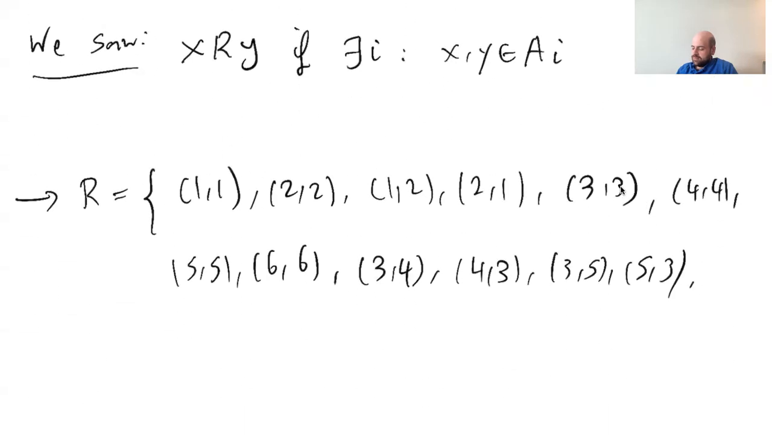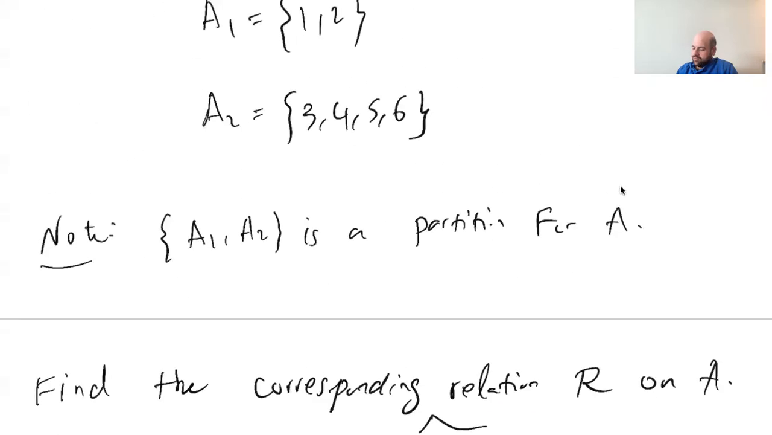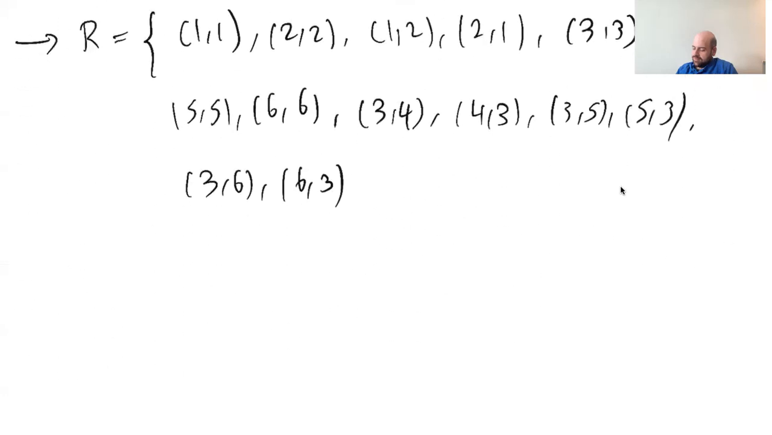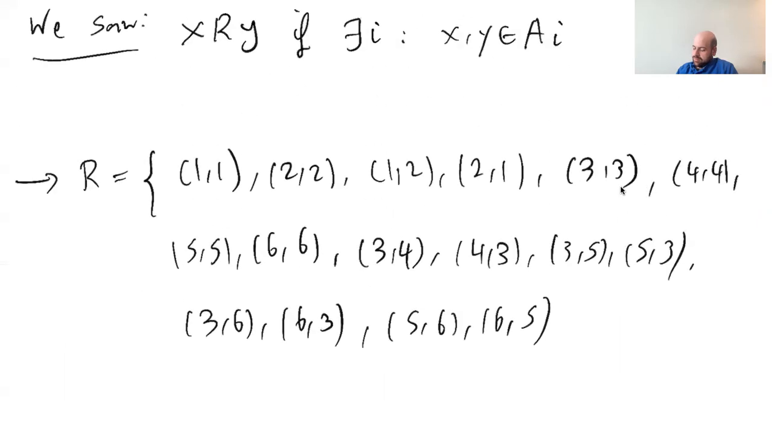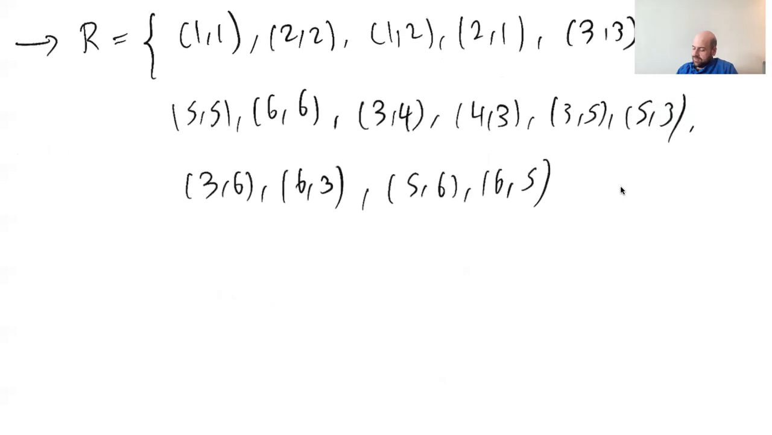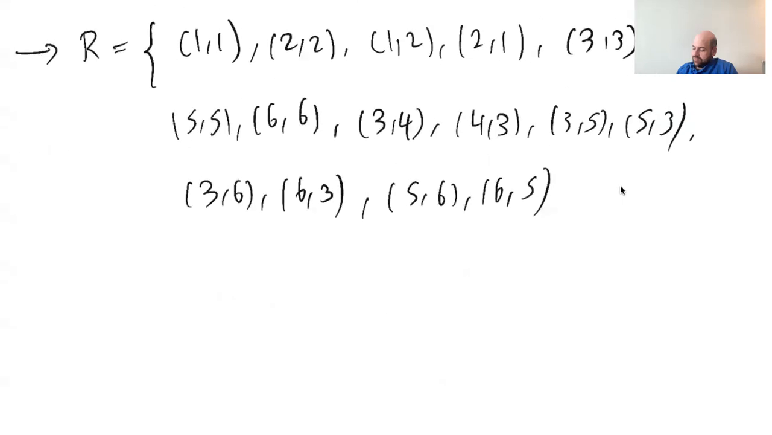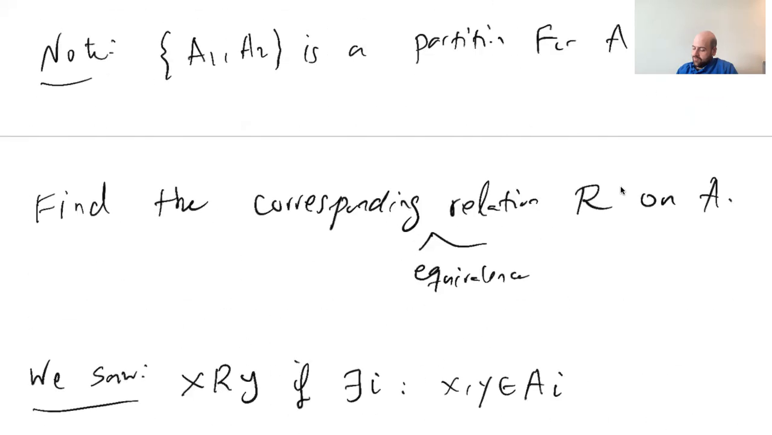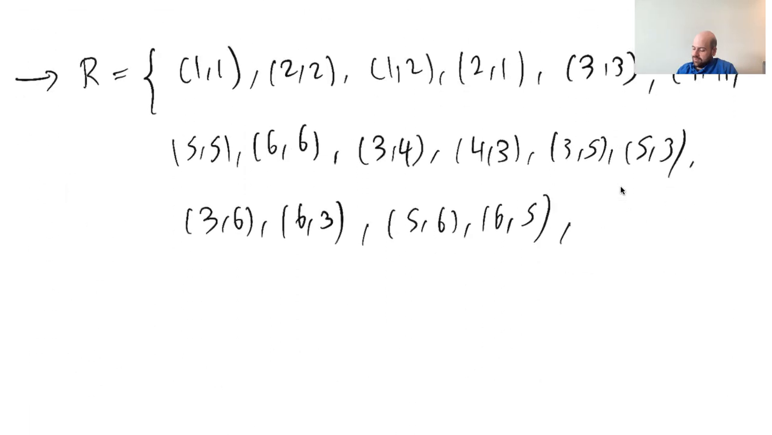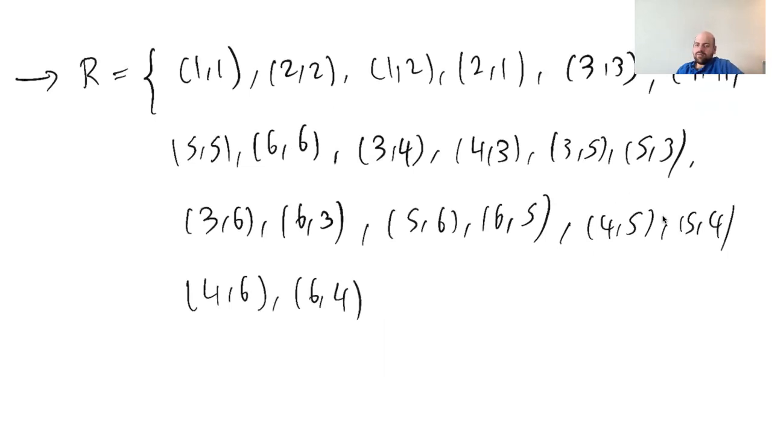What else? 3 and 6, 6 and 3, both of them in A2. 5 and 6, 6 and 5. So 3 with 4, 5, 6: 3, 4, 3, 5, 3, 6. 4 and 5, 5 and 4. 4 with 5 and 6. 4 and 6, I think I haven't mentioned yet. 4 and 6, 6 and 4. So 4 with 5 and 4 with 6.